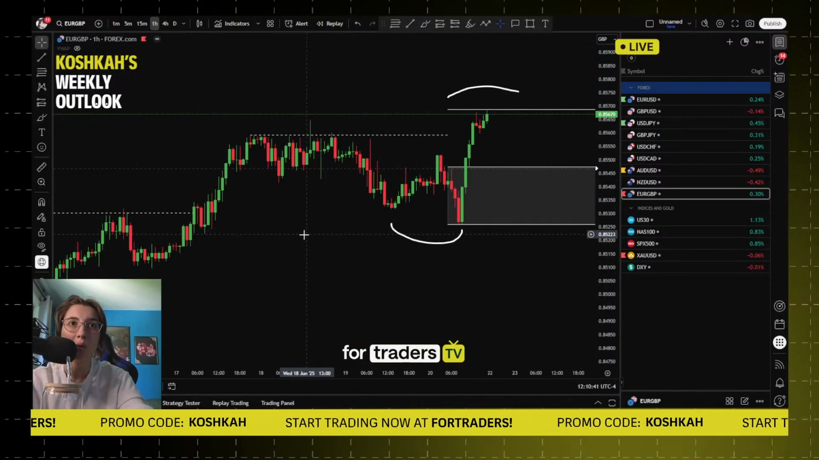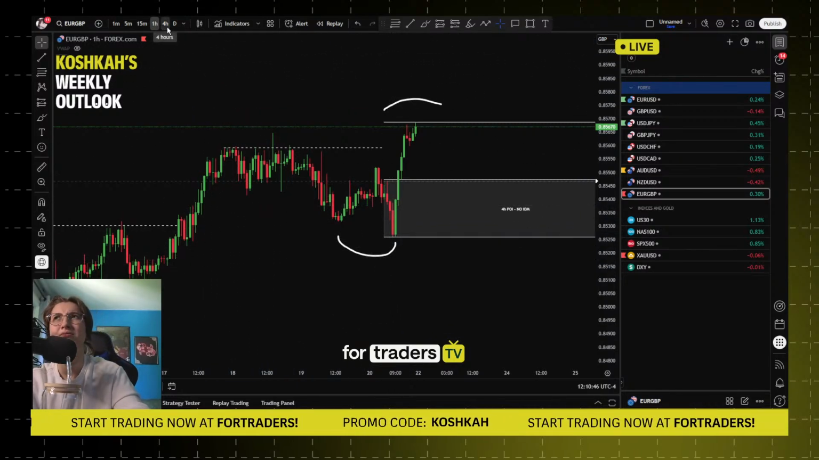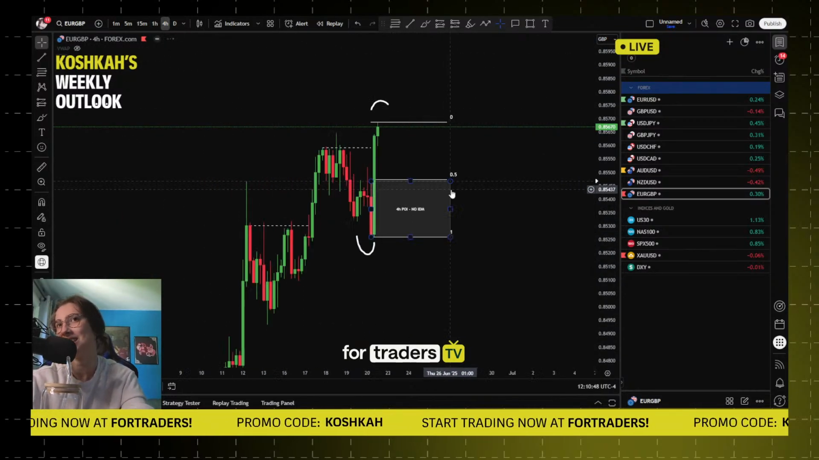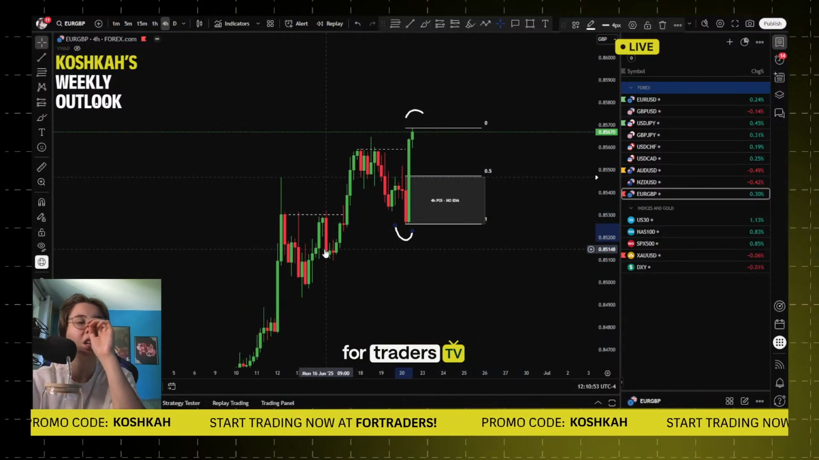Then on the 1 hour, we can go as well to look for any other POIs. Unfortunately, we don't have anything else on the 1 hour, so we just keep the 4 hour POI exactly right here, and that's it.